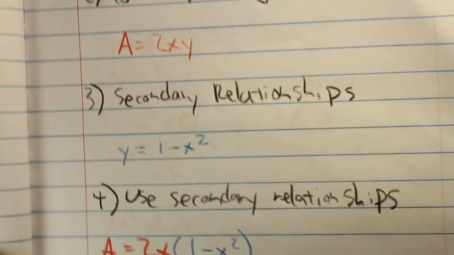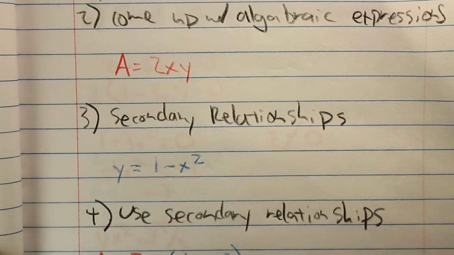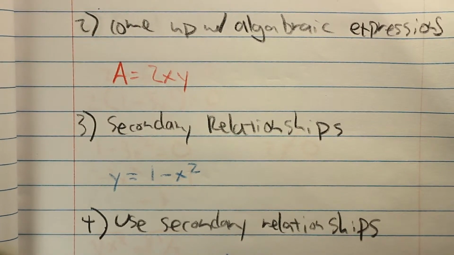Step number 2, as always, is to come up with the algebraic expression to represent what we are solving. In this situation, the area can be described as area equals 2xy.